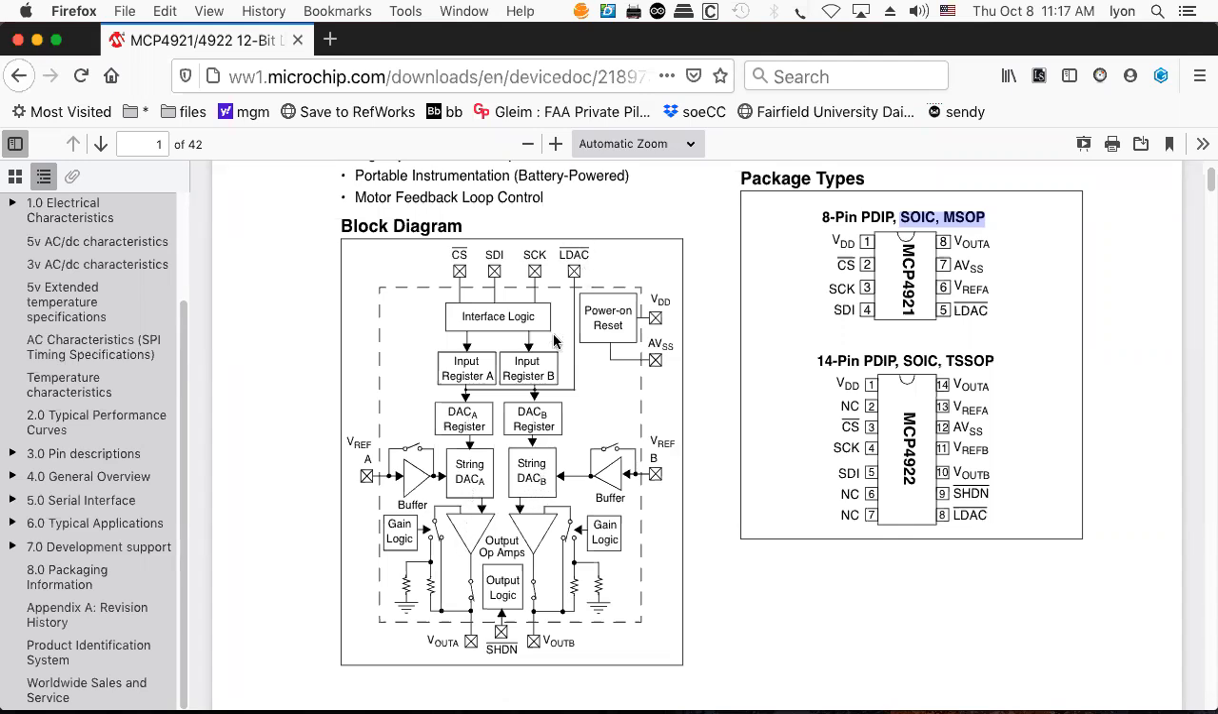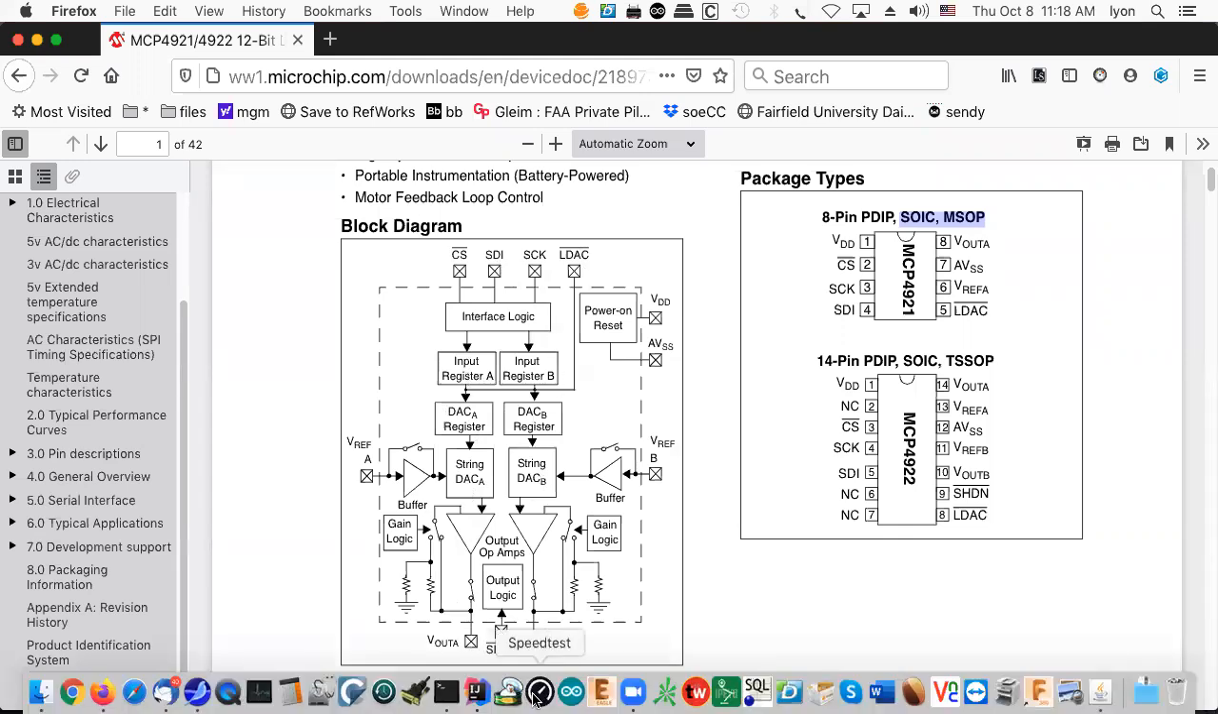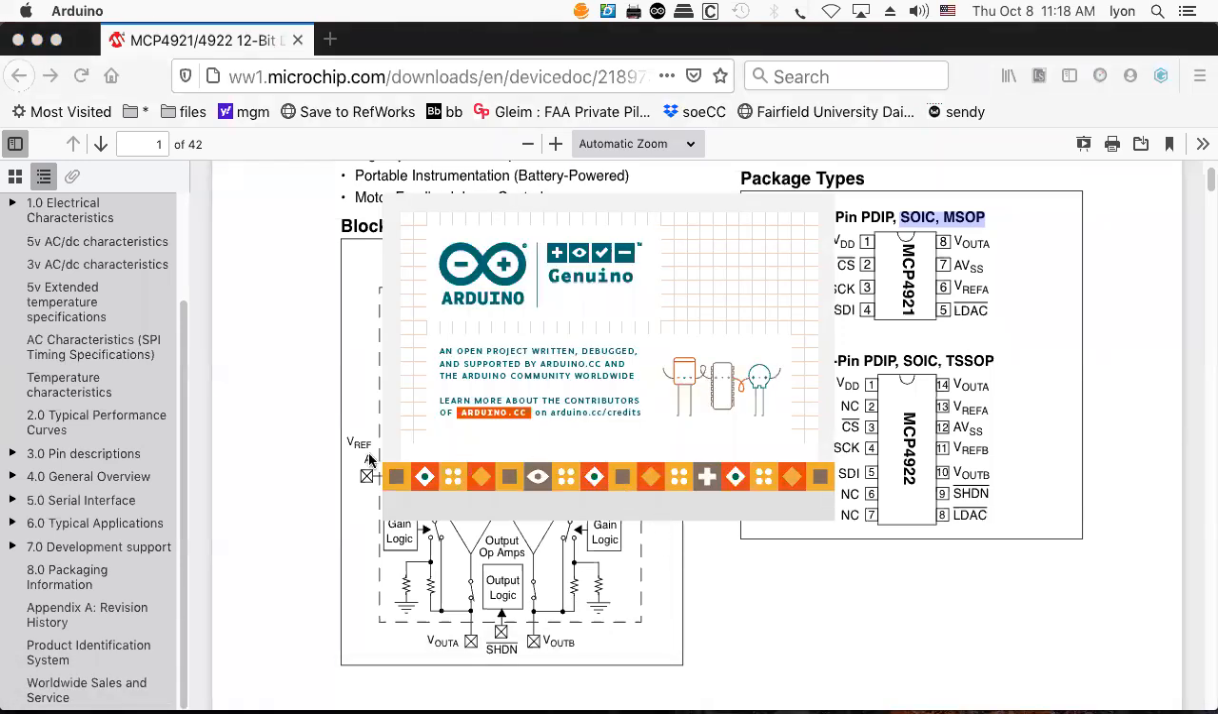So LDAC is one of those critical synchronous things that you do after the SPI interface is done populating the register. So I thought I'd mention that because you're going to see LDAC in the code, and that's what it's there for. That's what LDAC is all about. And you can find that in the Arduino code. You'll see LDAC being asserted when you're doing an SPI DAC transfer.